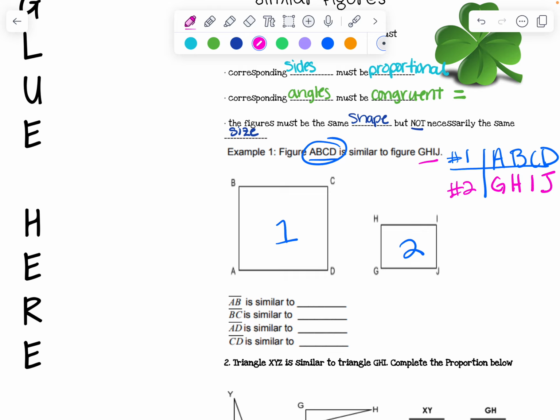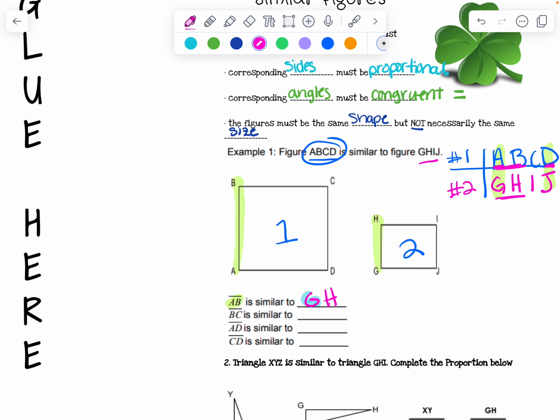So basically what it's saying, corresponding means that A corresponds with G, D with J, and so on. And I'm going to show you on this picture over here. So here they're asking us who is similar or who corresponds with A and B. So A and B is right here. That means that G and H corresponds. So I'm going to write G and H. If you look here, A and B goes with G and H. So it matches our letters that we did.